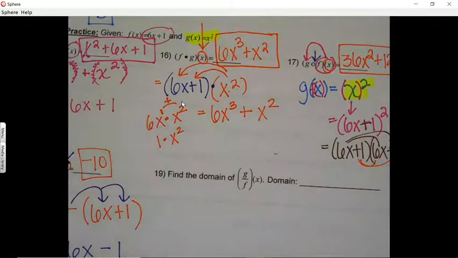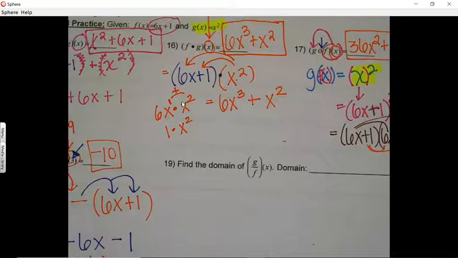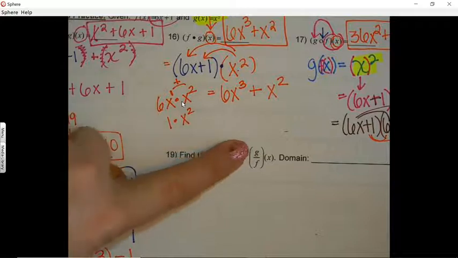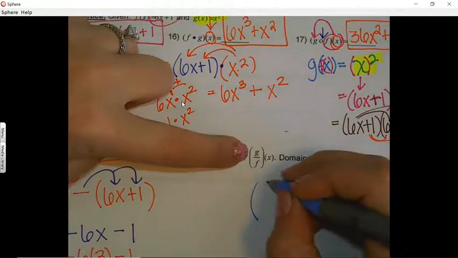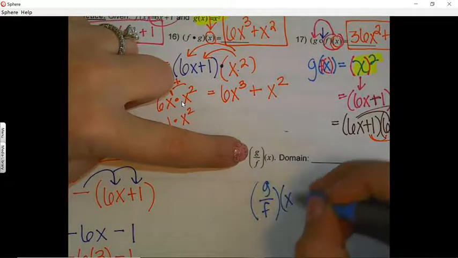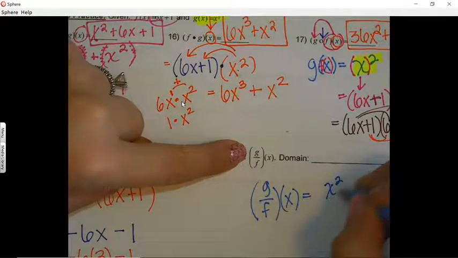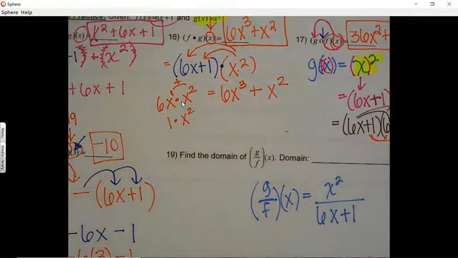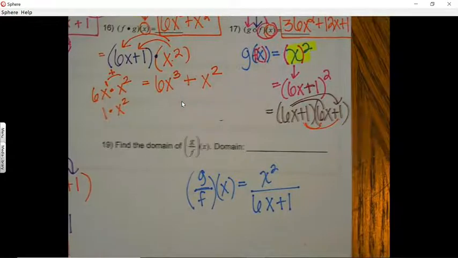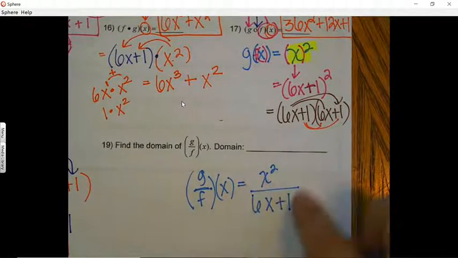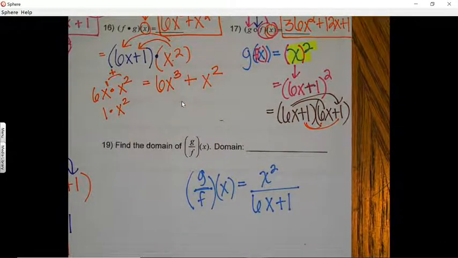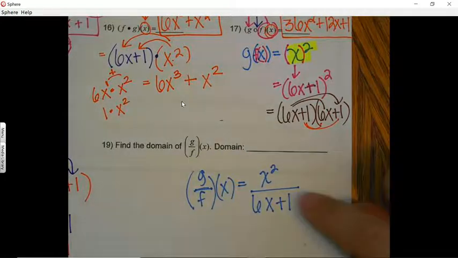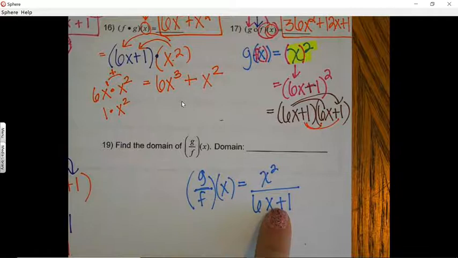Okay, now we're going to go ahead and review part 1's video, which is to find the domain. So this is saying to take function g, which is x squared, and divide by function f. Okay, so it says find the domain of this whole thing here. It doesn't ask you to simplify this, and it can't anyways because of that plus there.